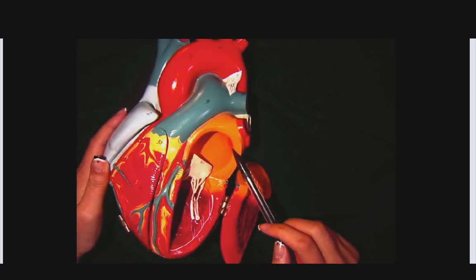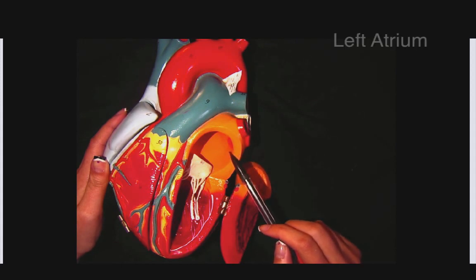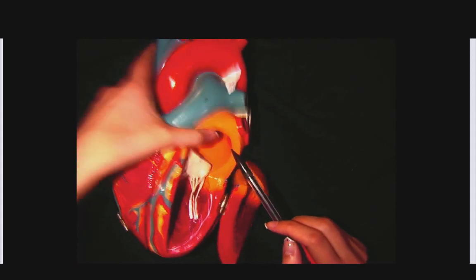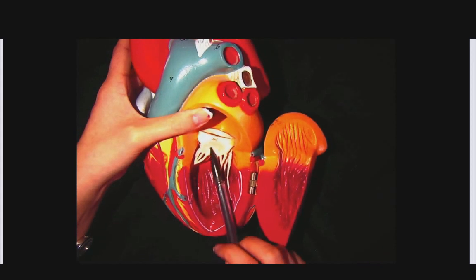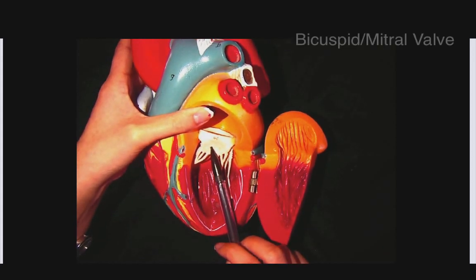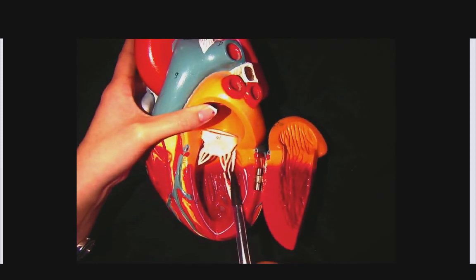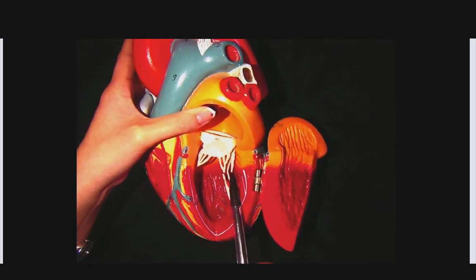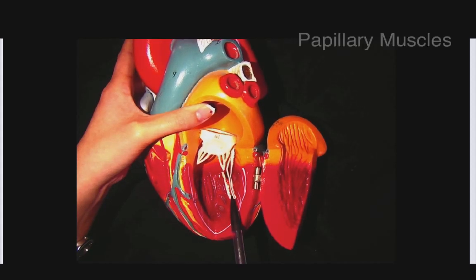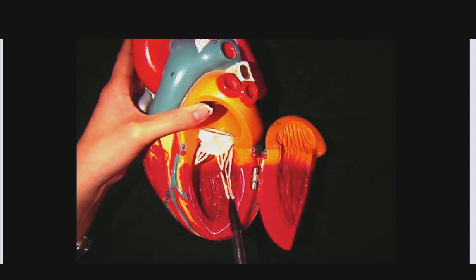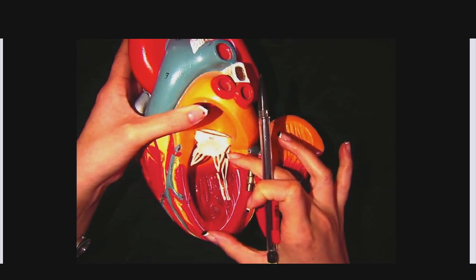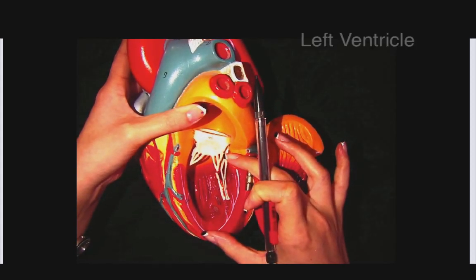Name: left atrium. Name: bicuspid valve. Name: chordae tendineae. Name: papillary muscles. Name: left ventricle.